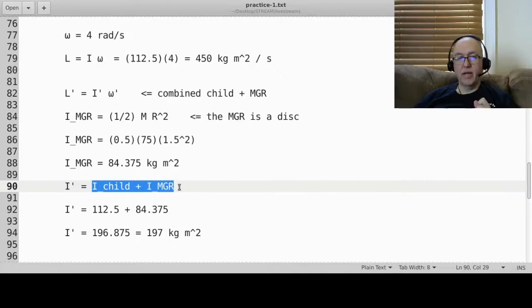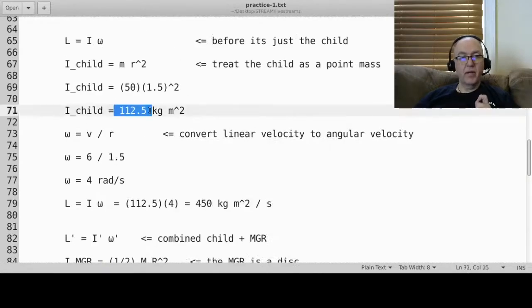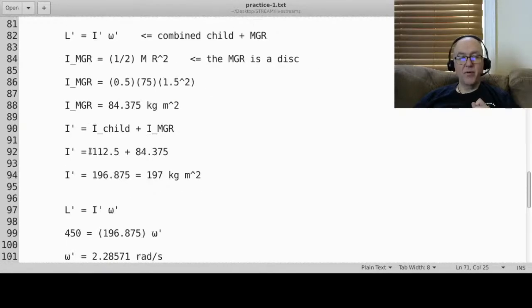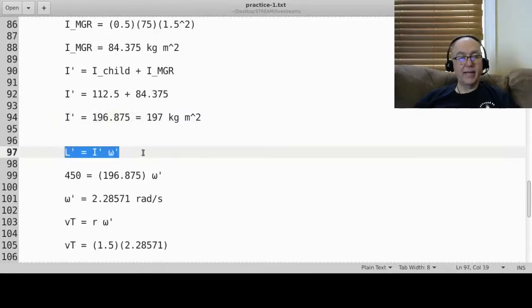Now that isn't this I primed, because I primed is both the child plus the merry-go-round. The child, that we have from above, is 112.5. Again, we treated the child like a point mass at a radius r, and we got a moment of inertia of 112.5. And the moment of inertia of the merry-go-round is 84.375. That turns out to be this number, or rounding it off, 197 kilogram meters squared. So now we can plug into this.